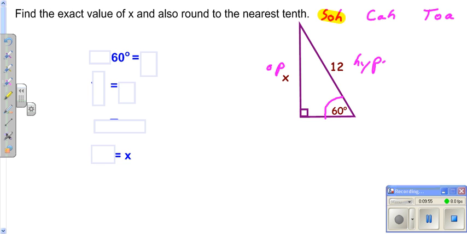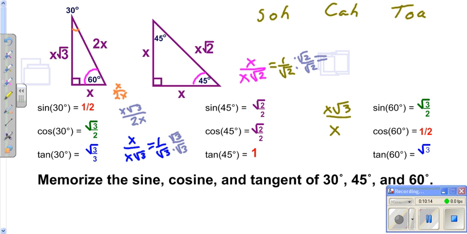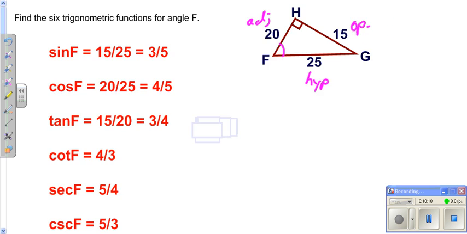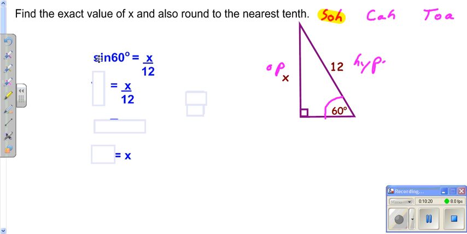So we're going to go the sine of our angle of 60 equals our opposite, which is x, over our hypotenuse, which is 12. The sine of 60 is one that you're supposed to have memorized. We looked at it on the previous slides. Sine of 60 is root 3 over 2. So I'm going to replace sine of 60 with a root 3 over 2.